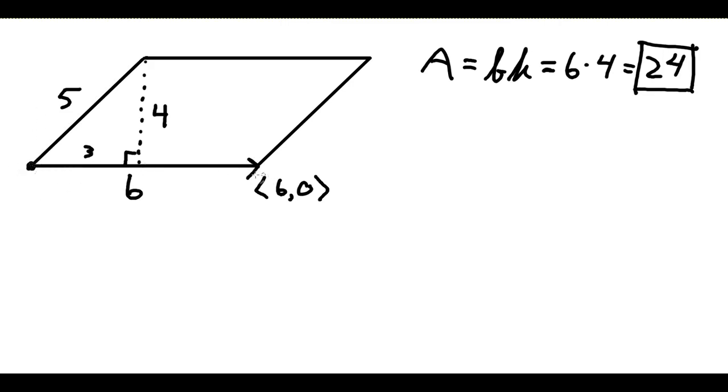We can just say, okay, this is moving to the right. We go right 6 units, don't change vertically. For this diagonal here, we'll have this vector, and we see that we're moving right 3, up 4. So that vector would have components 3, 4.